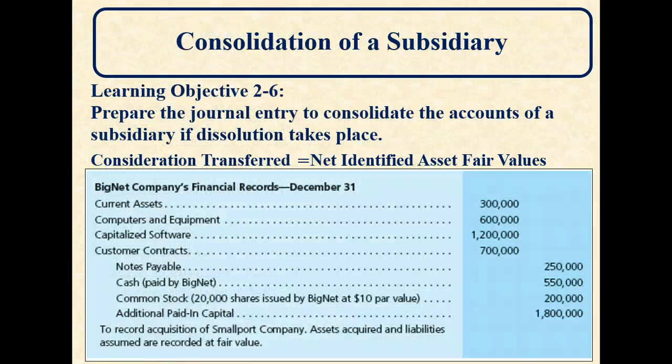So here's an example. When one company purchases another and the company that was consolidated dissolves, it's no longer in existence. The assets just flow into the new acquirer's company. What we're going to do is figure out, what did we purchase this company for? Consideration, the amount paid. Then we're going to determine the fair value of various assets.